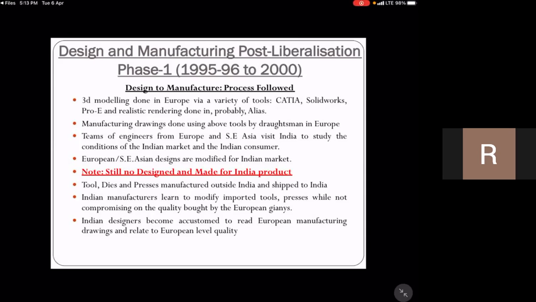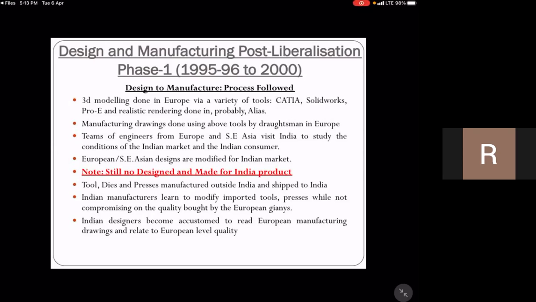Teams of engineers from Europe and Southeast Asia would visit our country and they would study the market. They would go back and design the tools and dies. They would be manufactured outside India and shipped to India. The Ford Escort dies, the Opel Astra dies, they were all made in Germany. They were not made in India as such.